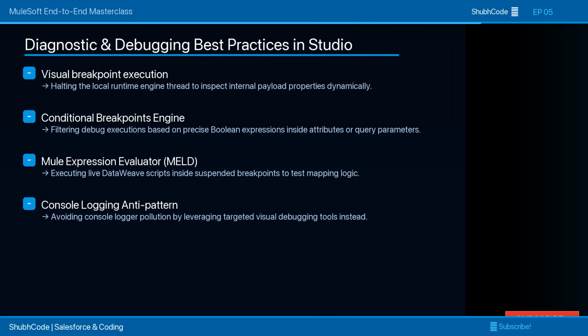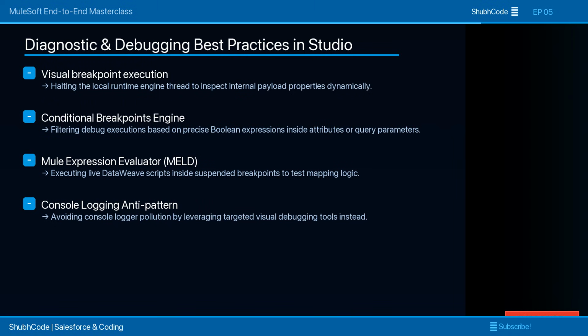Finally, let's unlock professional debugging diagnostics in Anypoint Studio. Too many developers rely on logging payloads to the console to debug their code, which is an extremely slow, high-overhead anti-pattern. Instead, you must master Studio's visual debugger. By double-clicking the left margin of a processor on the canvas, you set a breakpoint. When you run the project in debug mode, and hit that breakpoint, execution halts, allowing you to examine the exact contents of the payload, attributes, and variables in real time.